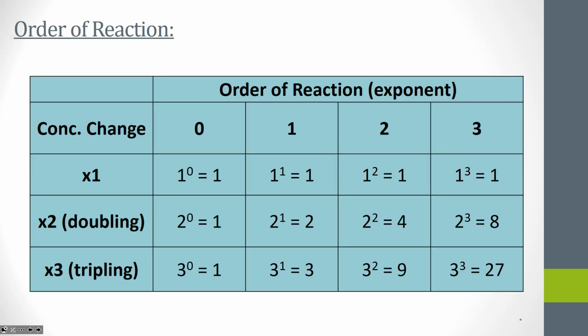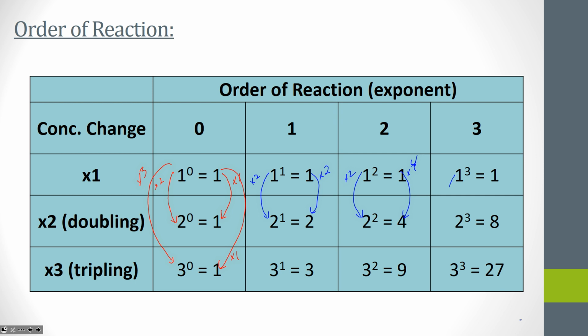Now another way to look at this is just trying to do it graphically or in a table format. If I double the concentration with 0 order, the rate is staying the same. If I triple, this stays the same. So that's 0 order. If we're looking at first order, well, if I double, this doubles. Second order, if I double, this quadruples.